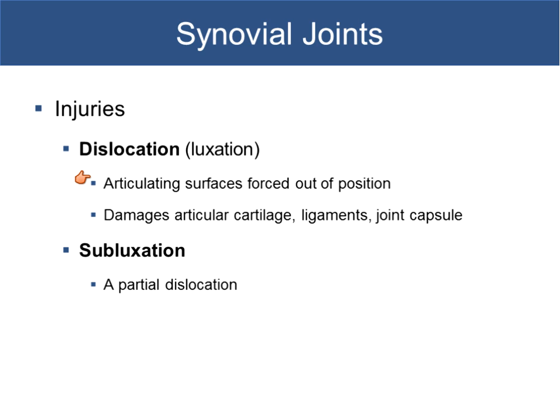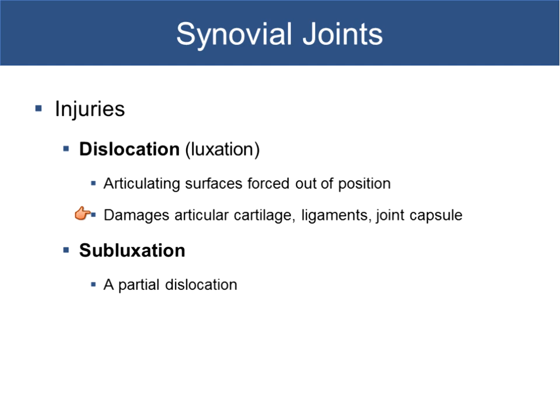A dislocation, or a luxation, is when the articulating surfaces of two bones are pushed out of position. For a full dislocation, they have to be completely pushed out of position. And for these full dislocations, that usually involves some damage to the articular cartilage that covers the bones. That cartilage is missing, or parts of it are missing. Ligaments are torn or really sprained, pulled, or the joint capsule is compromised.